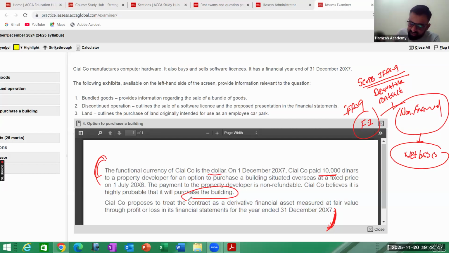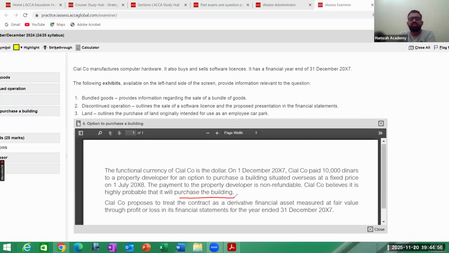So if you apply this principle here, the C company's intention is to purchase the building. Purchasing a building is a non-financial item, a non-financial asset. And they do not have the intention to settle it on a net gain or loss basis. They have an intention to purchase the building and take the physical delivery. So it will be treated as an executory contract and it is outside the scope of IFRS 9. So it cannot be treated as a derivative contract under IFRS 9 at fair value through profit and loss.